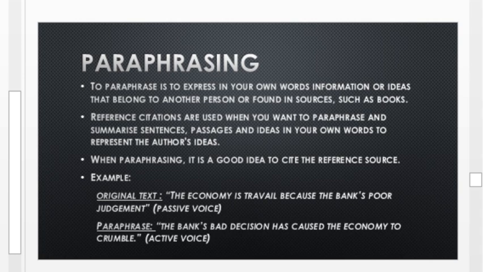So in paraphrasing, a very good skill that you need to have is to know the synonyms and the antonyms of a particular word. And then from a long sentence, you can turn it into a shorter sentence, but the meaning is still the same. So when paraphrasing, it is a good idea to cite the reference source. For example, what we have here, okay, the difference between active and passive, but the meaning is still the same.